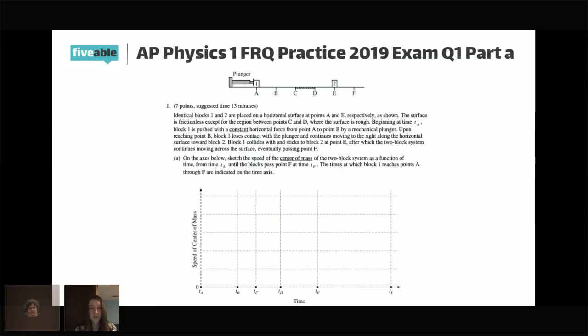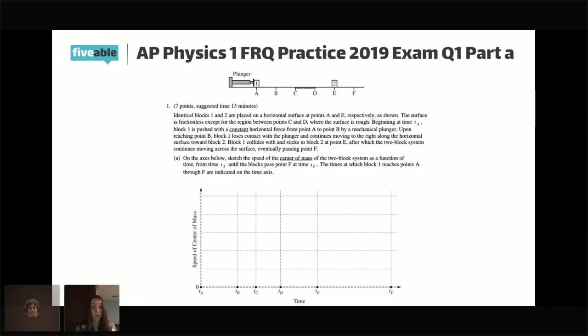So from time A to B, the plunger is in contact with the block and it's moving at a constant force. And then from time B to C, the block loses contact with the plunger, so it's just going on ahead. And then C and D, it encounters a surface with friction. And then at point E, the two blocks collide and continue moving past point F.